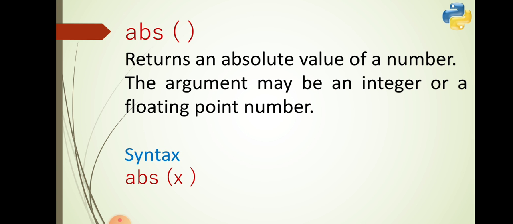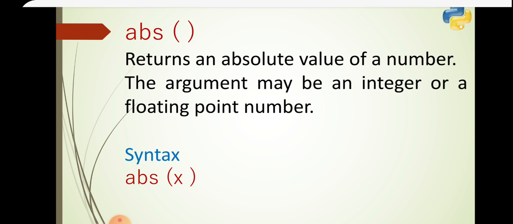Okay, so ABS is called a mathematical function. It returns the absolute value of a number. The argument may be an integer or a floating point number, whatever it may be, there is no problem. A small syntax I gave: ABS and x is a value.